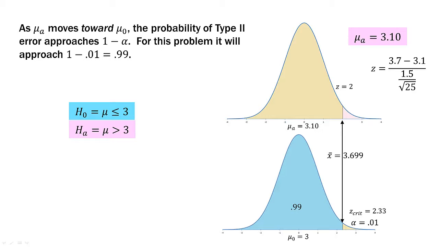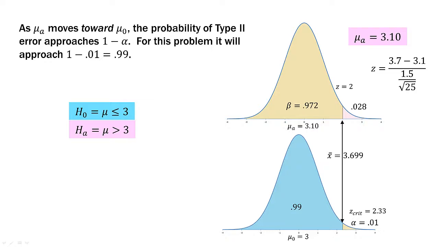So 3.7, which is our mean there, minus 3.1, which is our mu sub a, divided by our same standard error we've been using, and that gives us a z-score of 2. So that is 2 standard errors above 3.10. Now we just find the area in both parts of that distribution. So in this case, our beta is 0.972, which is of course our probability of type 2 error. Therefore, the power of this test is 0.028, so about 3%.